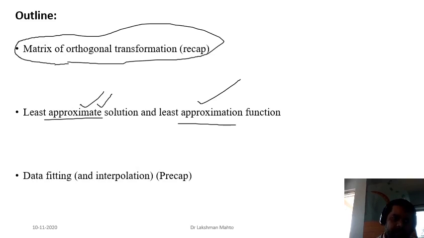And in the last section of this lecture, I will talk about data fitting, and if time permits, I will also discuss the difference between data fitting and interpolation. These two are very interesting, very famous techniques to fit a curve. One is data fitting, another one is interpolation. It is a very classical technique of numerical analysis.